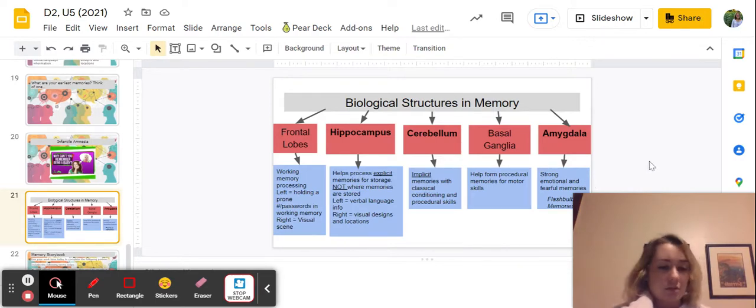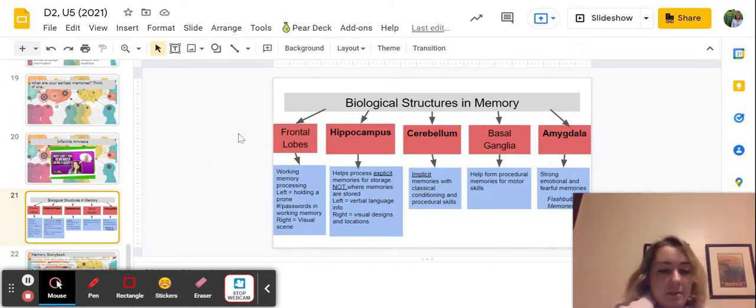The amygdala, like I said, is close. It's in the limbic system along with the hippocampus. And the amygdala, of course, processes fear. So the amygdala helps in forming emotions connected to strong emotional responses, often tied in with really fearful things. So we're going to talk about the term flashbulb memory, which are really vivid memories of emotional experiences. So the amygdala helps with those.